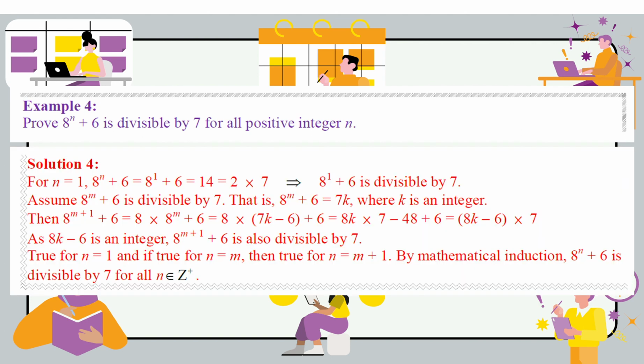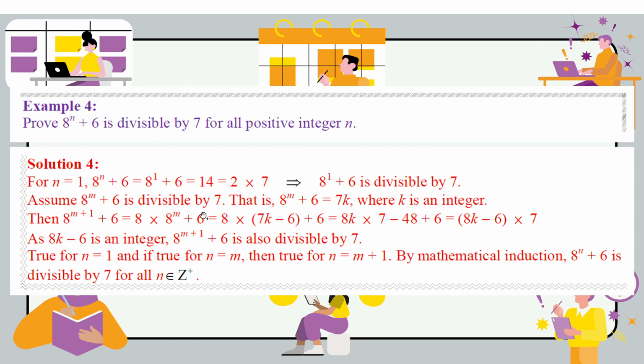So for n equal 1, on the left hand side, 14, good, divisible. And then assume it is divisible by 7. Remember, divisible by 7 means multiplied by an integer k. The main point is k is an integer. You can always write something as 7k, right? But k is an integer, so it is divisible. And then work out for the next term.